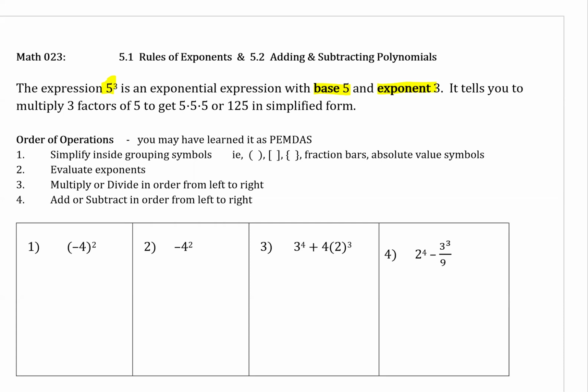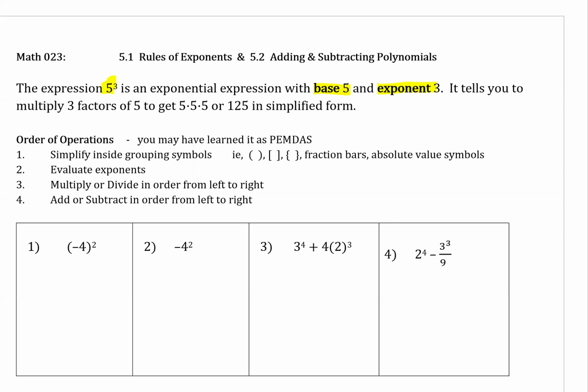You might have learned PEMDAS. I'm not a big fan of PEMDAS because you sometimes think that multiplication comes before division and addition comes before subtraction. Again, PEMDAS stands for parentheses, exponents, multiply, divide, add, subtract.